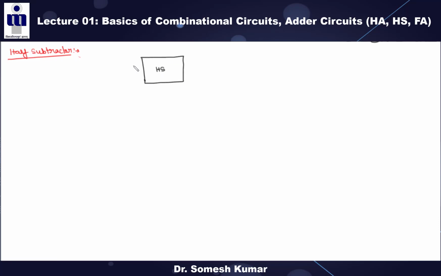This is your half subtractor. There are two inputs and two outputs. I'm denoting these two inputs A and B, where A is your minuend and B is your subtrahend. The outputs are, one, your difference, A minus B, and the second output is your borrow.